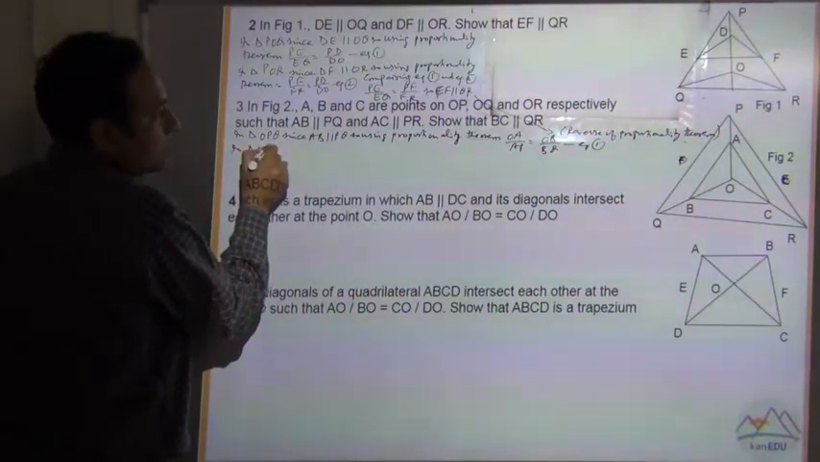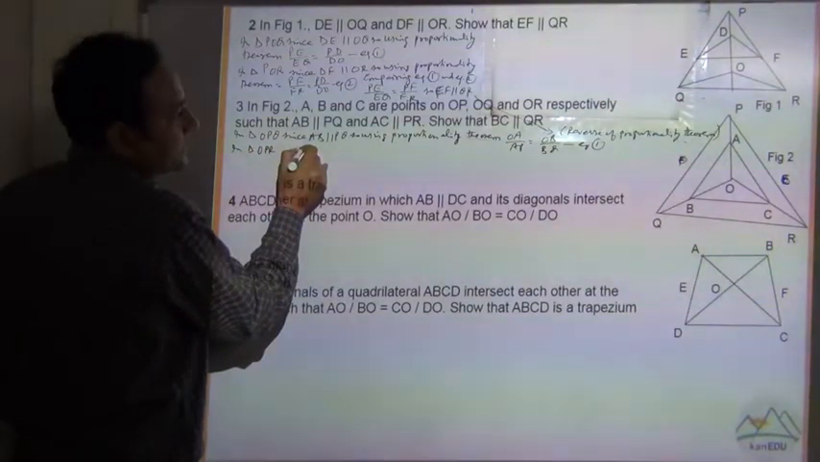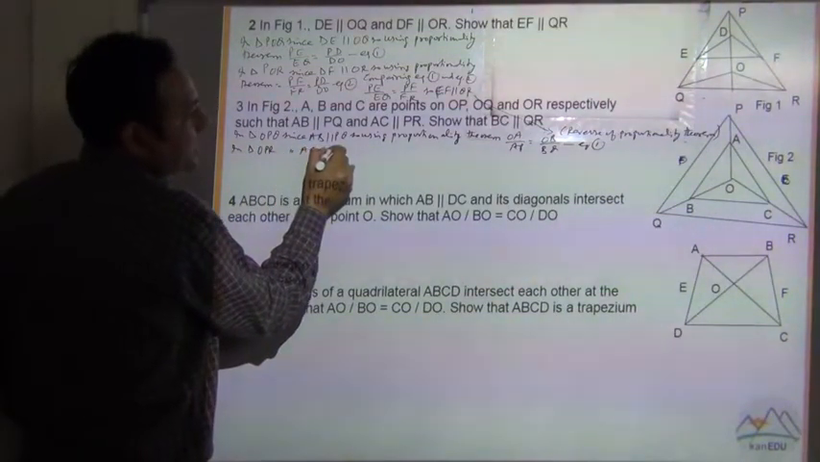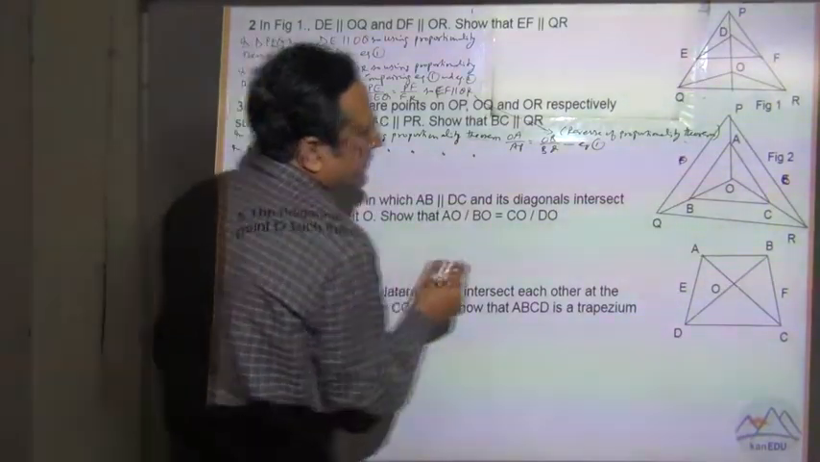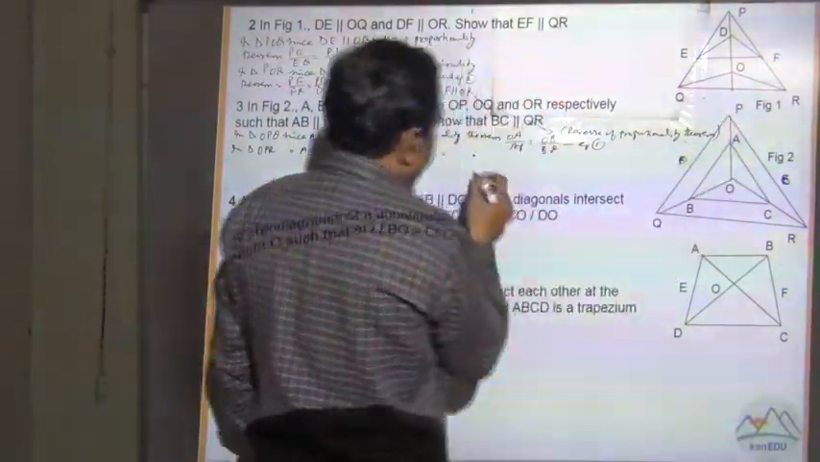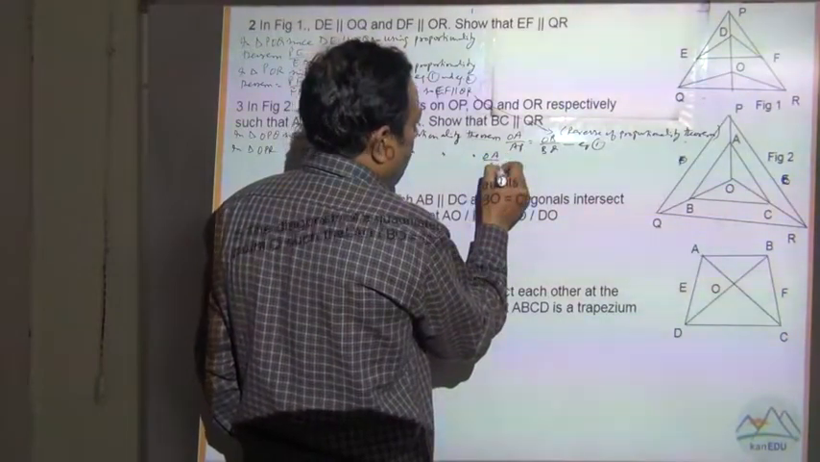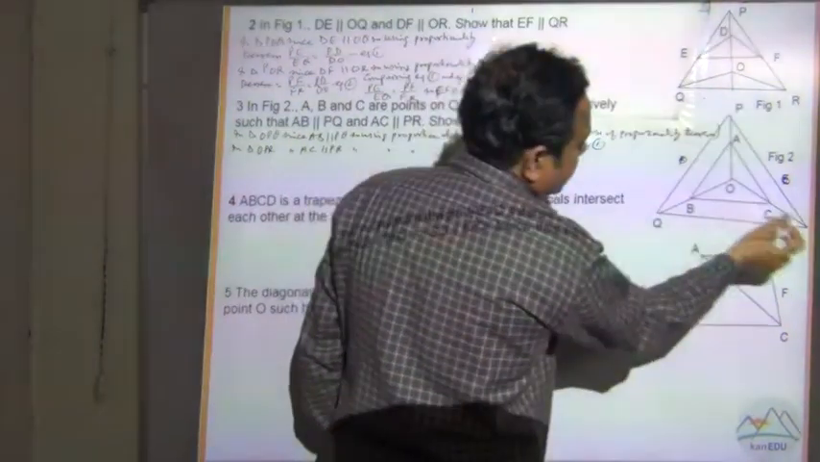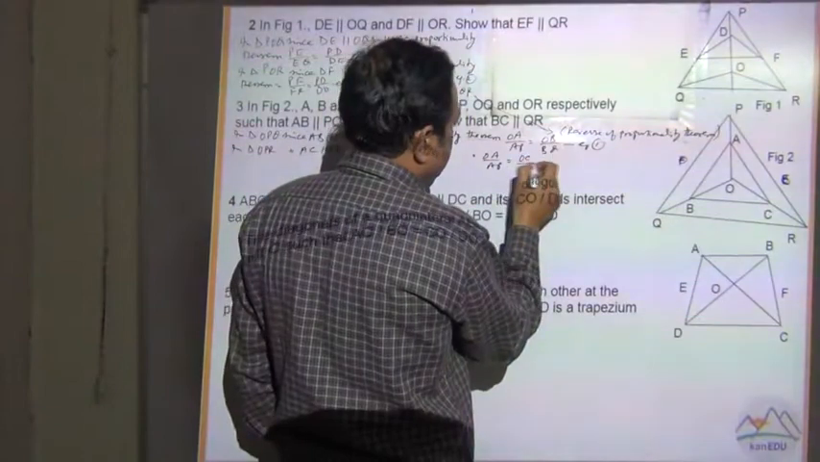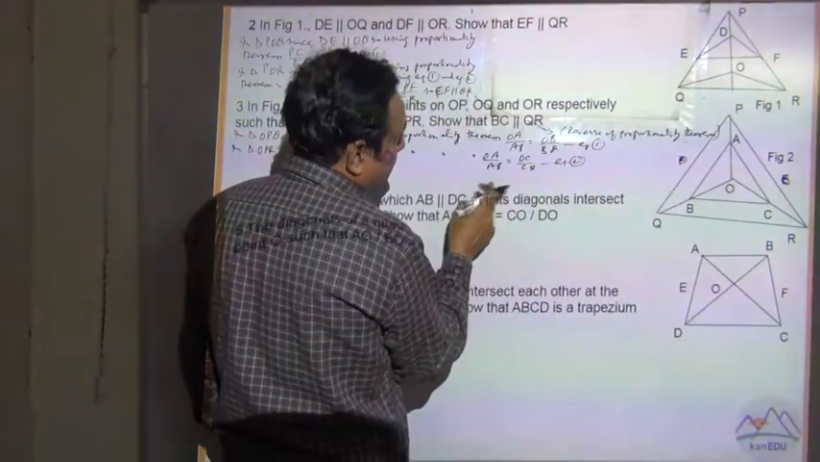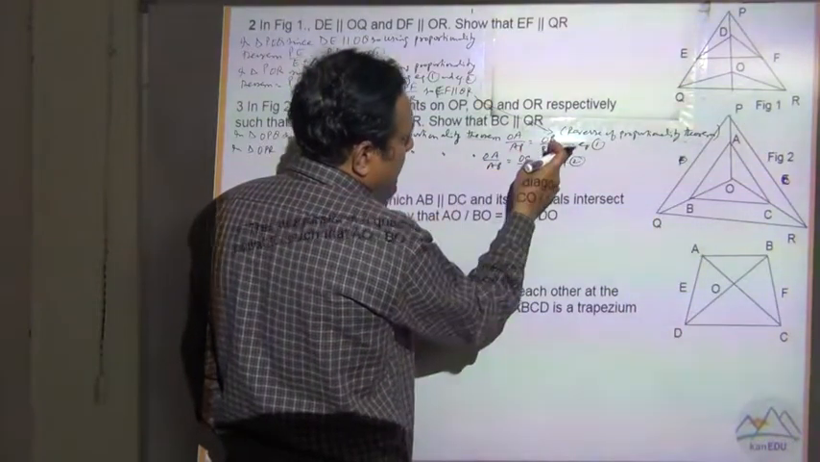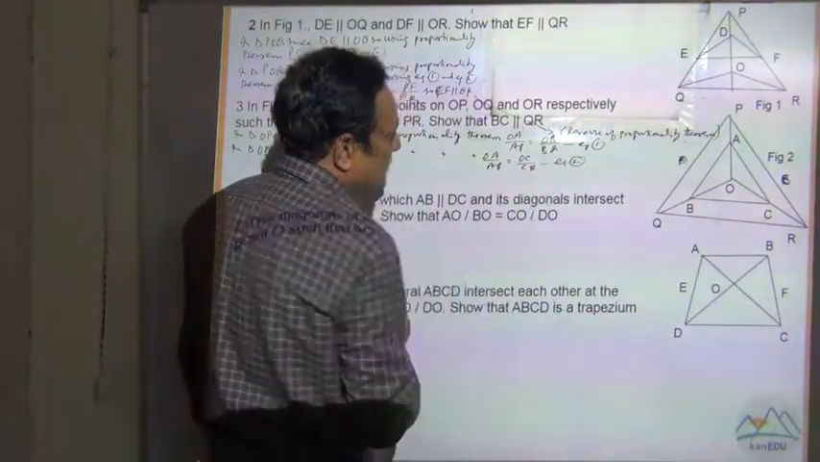OA upon AP is equal to OC upon CR, equation 2. Now comparing equation 1 and 2, OA upon AP is common.